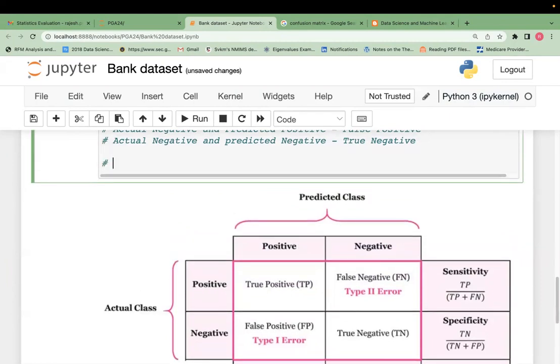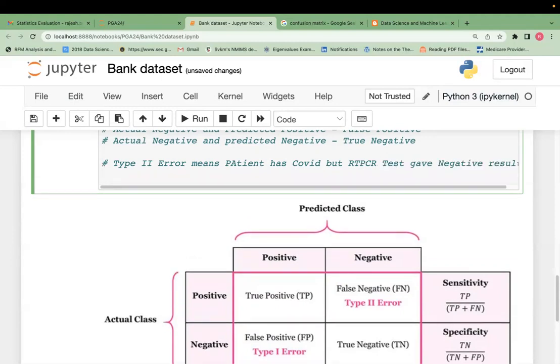Now, which error is most dangerous? Type 2 error. Say the patient has COVID, but the RT-PCR test gave a negative result. RT-PCR said no COVID. Is that dangerous or not? The patient will not take any medications, and there are more chances of him dying.